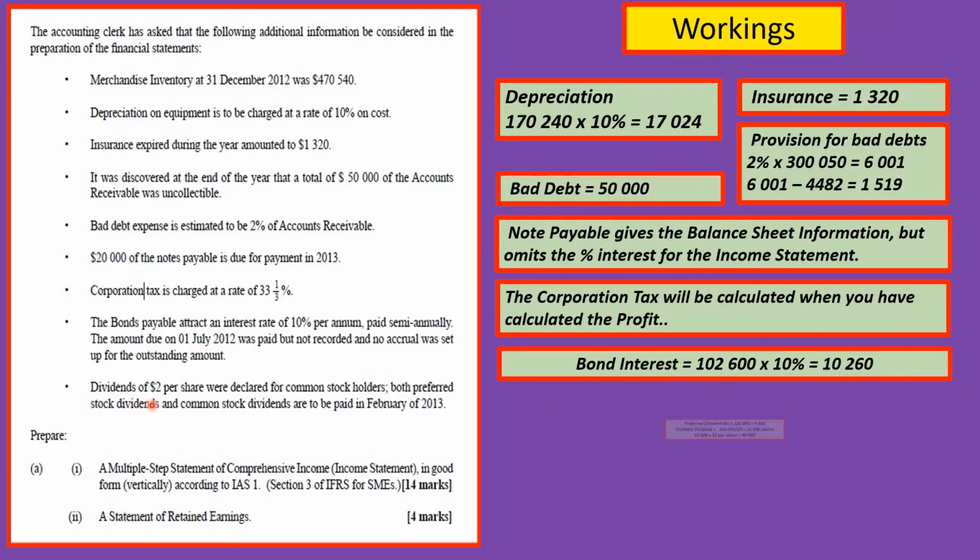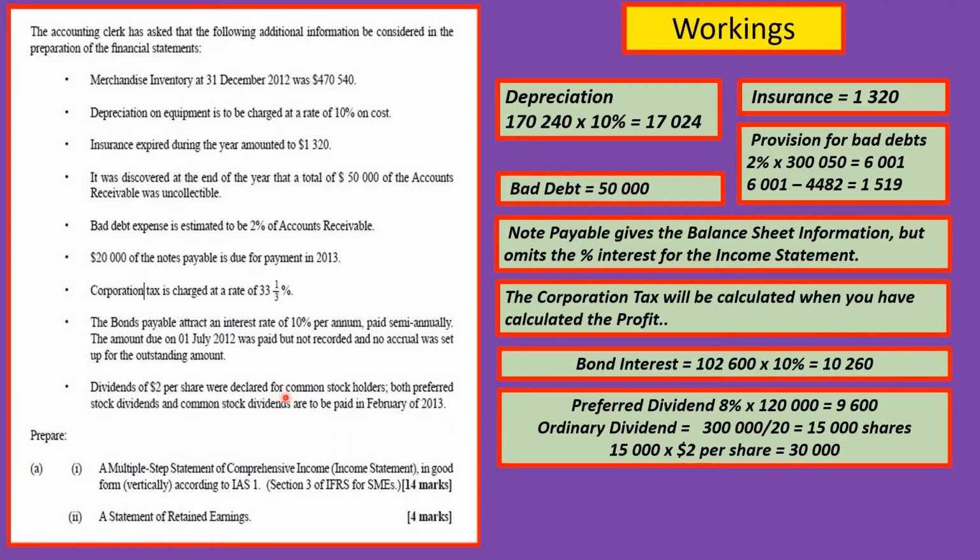Then we have the dividends. The preferred dividend is 8% by 120,000, and that is equal to 9,600. Ordinary dividend, we have some workings to do. Take the amount in the trial balance and divide it by the amount per share, $20. We'll get 15,000 shares. It's $2 per share. So 15,000 by 2 gives us $30,000 ordinary dividend. And we have completed all our workings there.